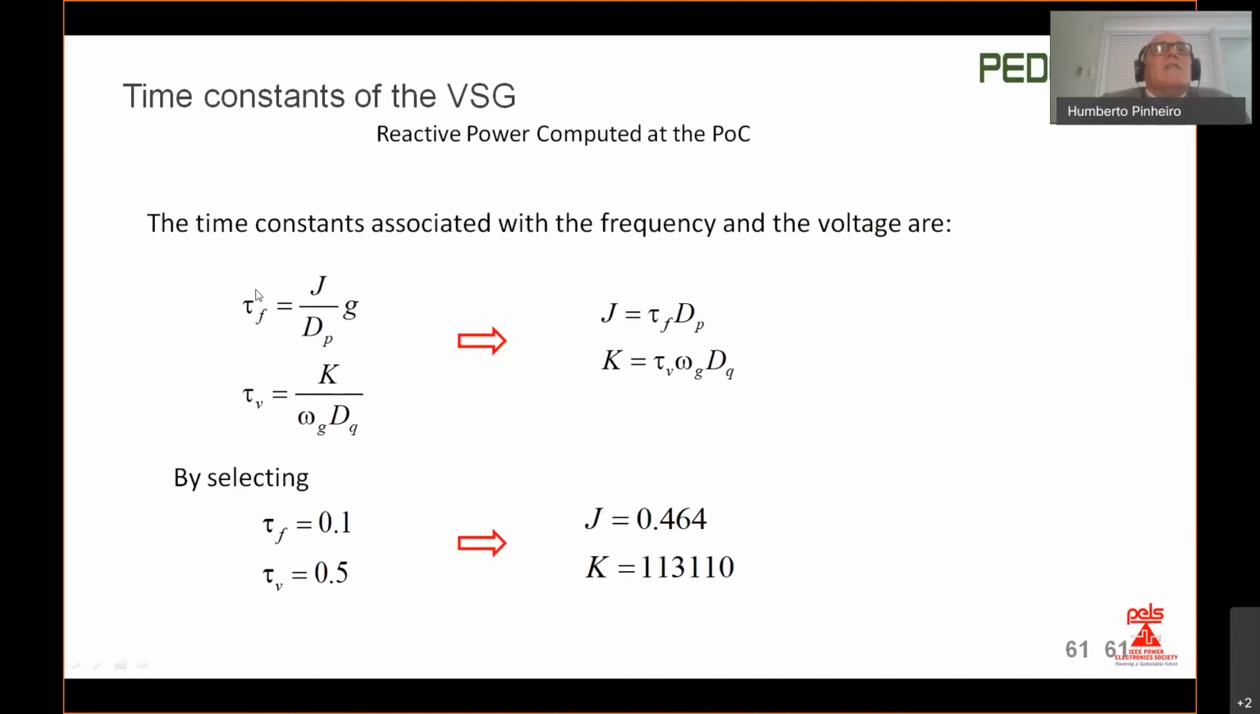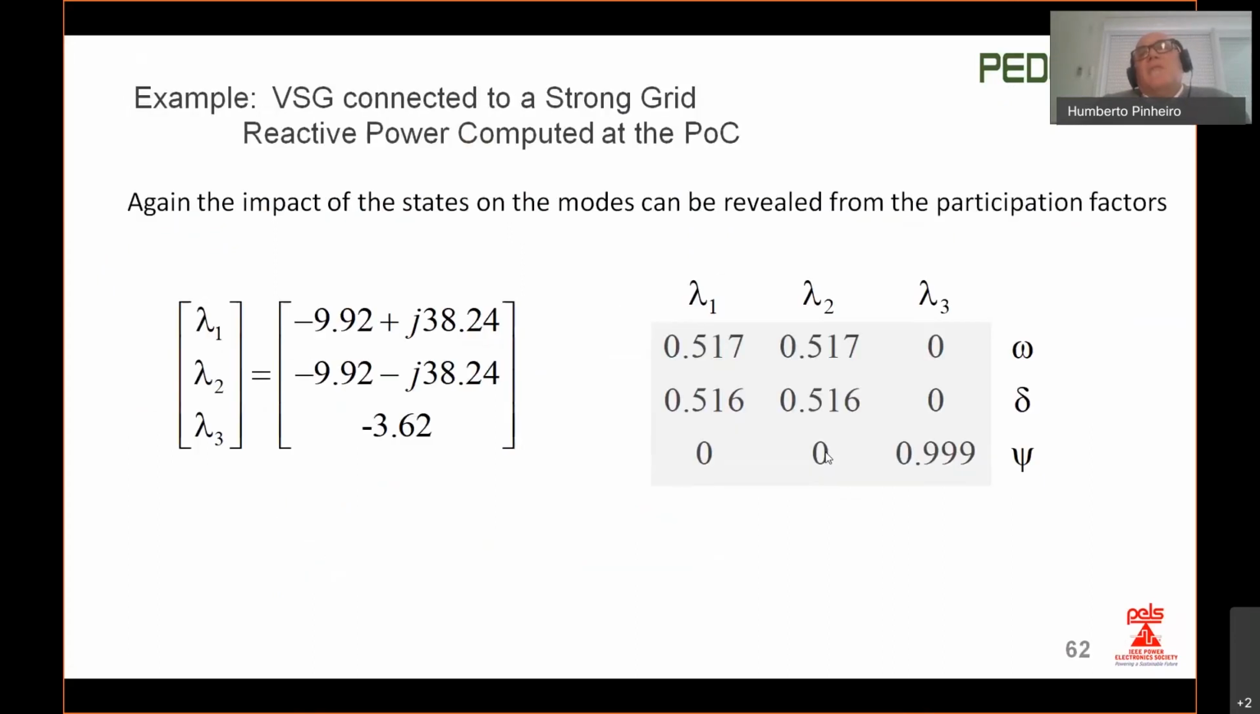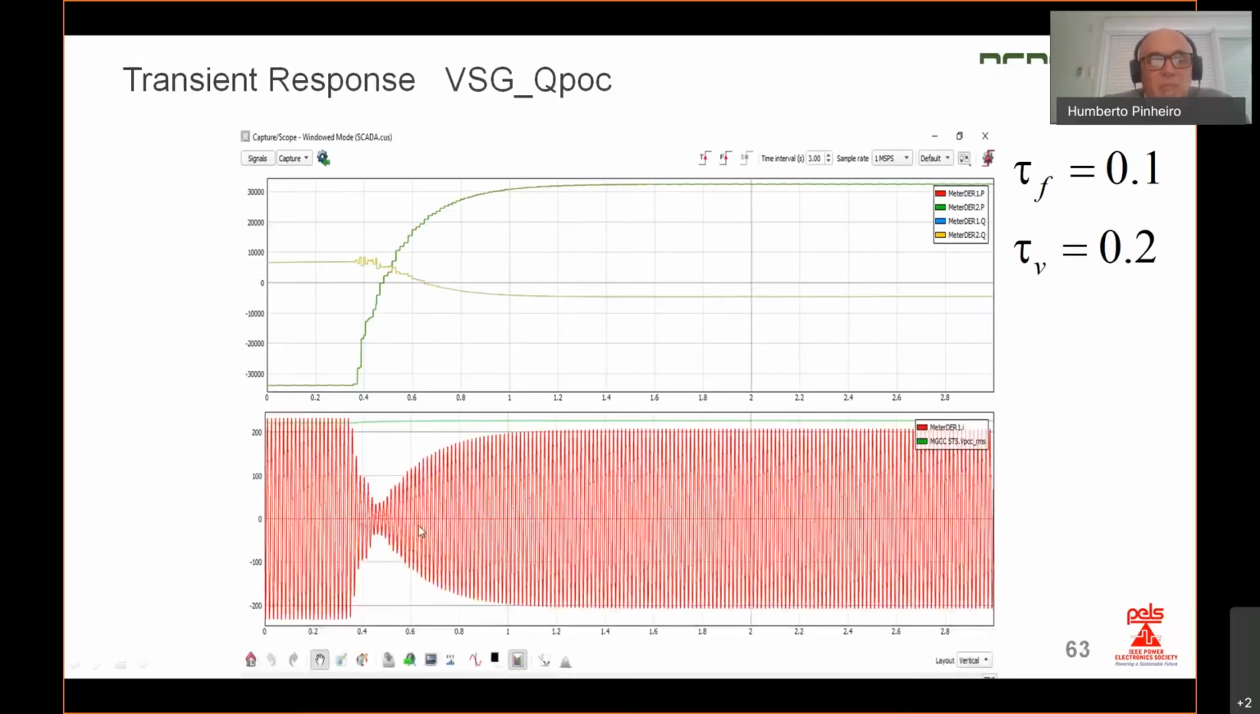Okay. The procedure to design the time constants is similar to what we have defined. We continue to have this coupling, these two complex eigenvalues associated with the power angle and the frequency command, and the real eigenvalue associated with the flux. So this shows the step response. Okay, I'm going to move on.